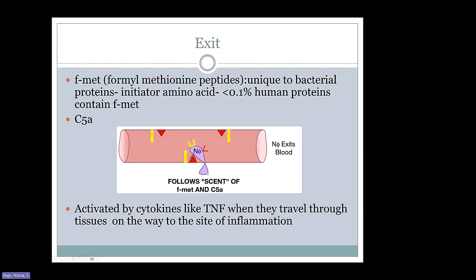And it follows the scent of some other molecules called fMet or C5a. So these help tell neutrophils where to go. So it's almost like a GPS, right? Neutrophils come out of the circulation, but where do they go? And fMet and C5a act as GPS to lead them to where they need to go.